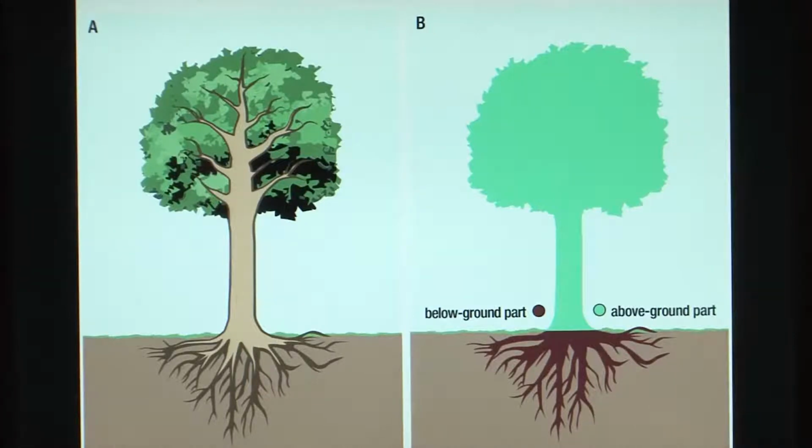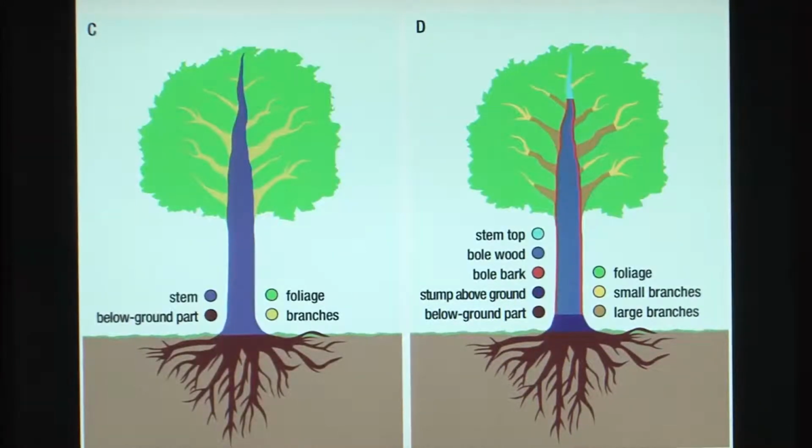Well, a tree has some part of it above the ground and some part of it below the ground. The part above the ground is called the shoot system, whereas the part below the ground is called the root system. Now, these portions are further divided into stem, foliage, branches and the below ground part, as we can see in figure C, and in figure D we have further divided it into the stem top, bole wood, bole bark, stump above ground, below ground part, foliage, small branches, large branches and so on.